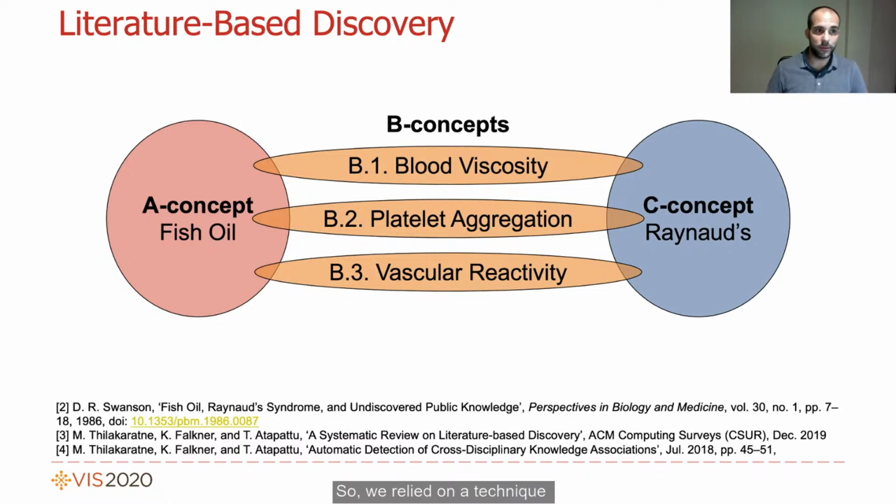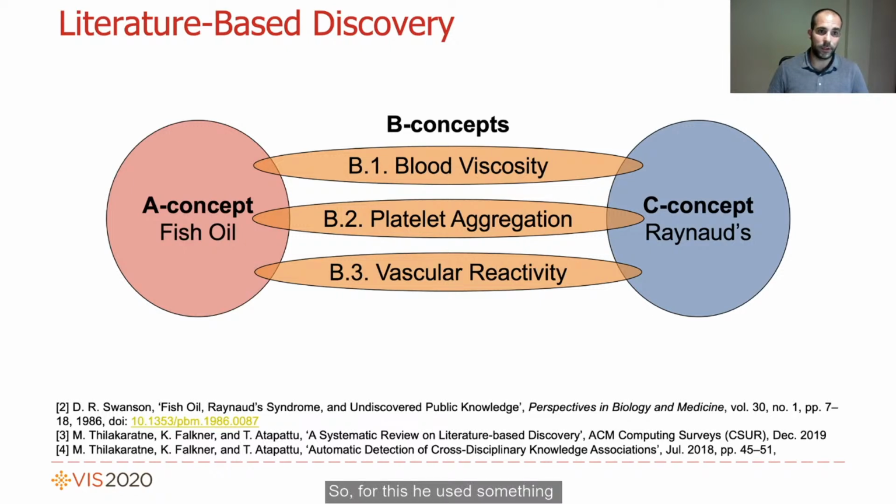So we relied on a technique that is called literature-based discovery. Literature-based discovery was coined in the 1980s by Don Swanson, who was an information scientist, and he discovered a link between fish oil and Raynaud's disease, which is a circulatory disorder.